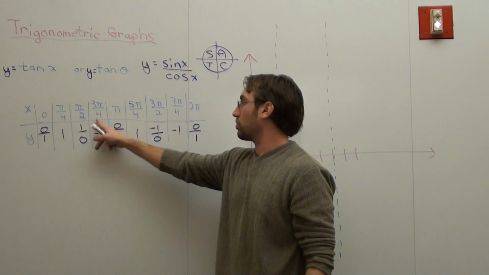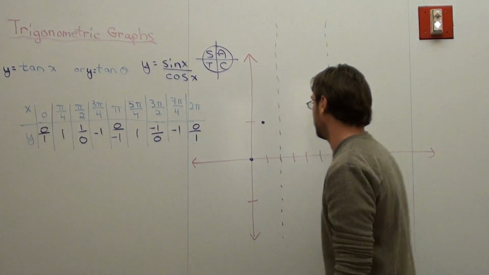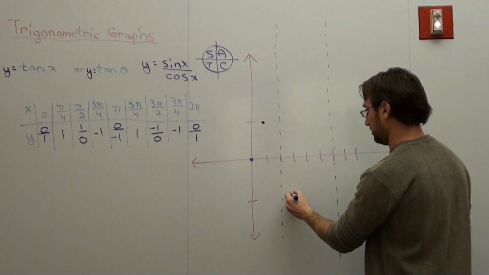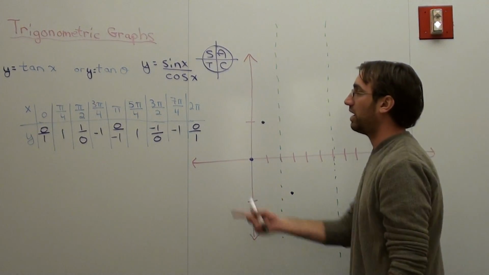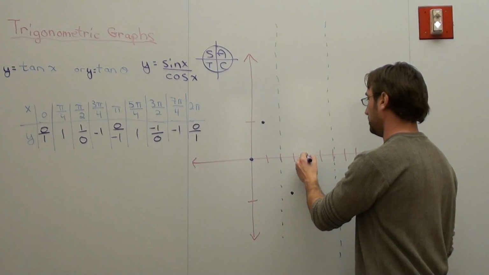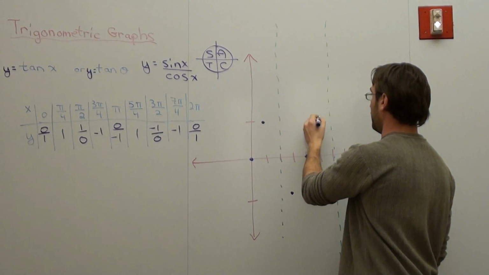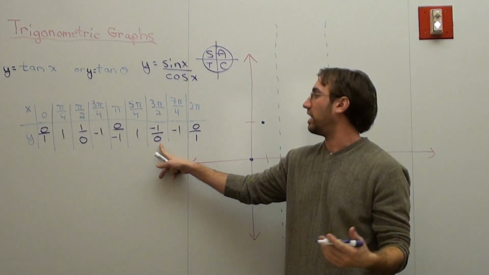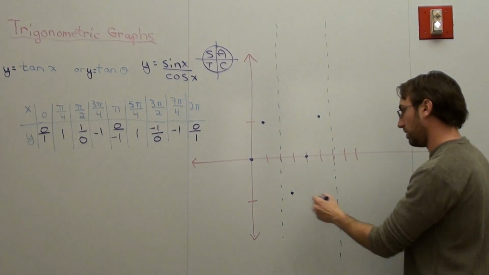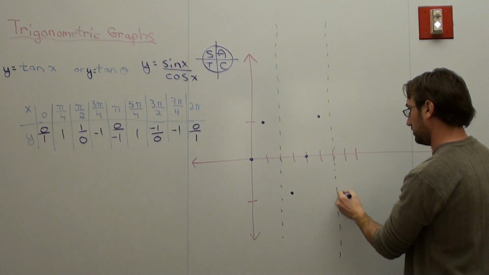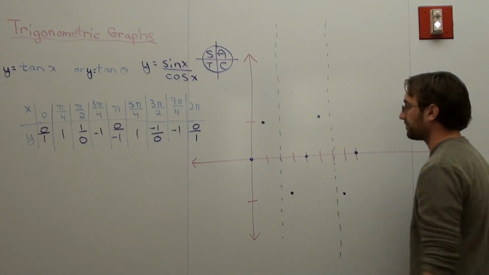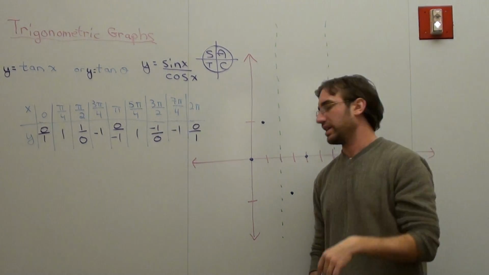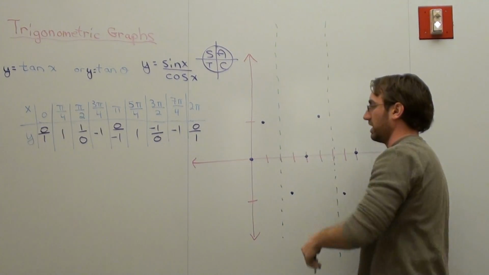At 3 pi over 4, it's -1. At 4 pi over 4, or pi, it's 0. At 5 pi over 4, it's 1. At 6 pi over 4, it's undefined. 7 pi over 4 is -1. Now what's really interesting is it's not a straight line that goes like this.